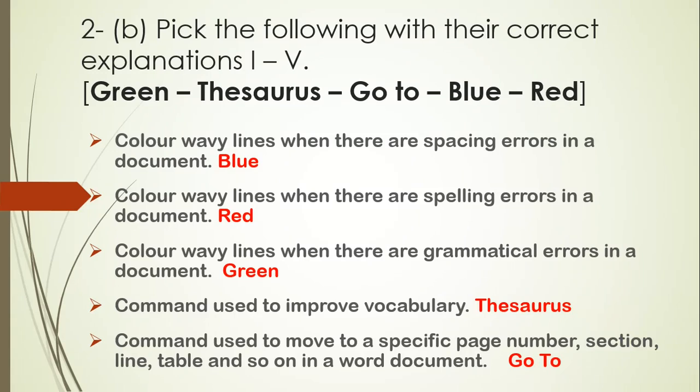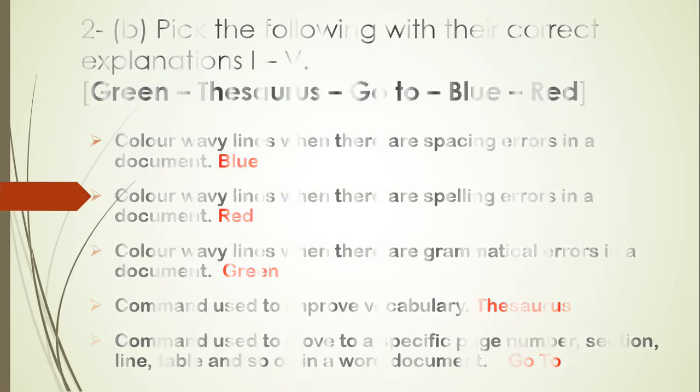The red was still for spelling mistakes and the green for grammatical errors. But now in Office 2019, we have a double blue line under words to notify of grammatical errors, and then the red is for spelling mistakes. The blue line also notifies of spacing mistakes. So just keep that in mind.